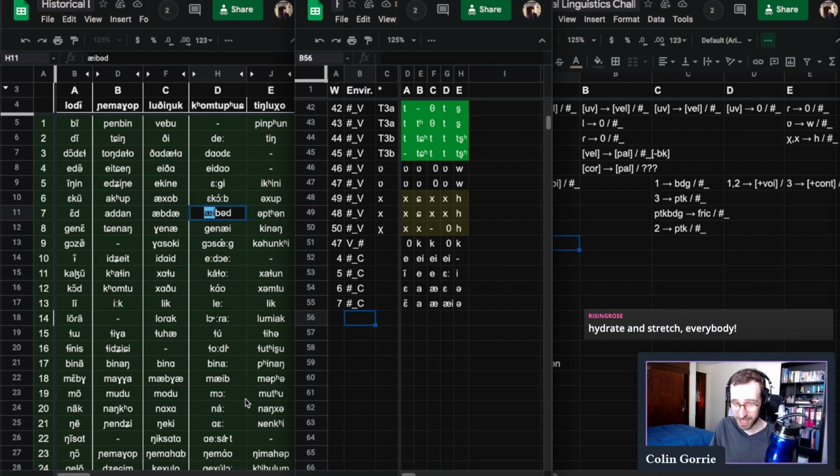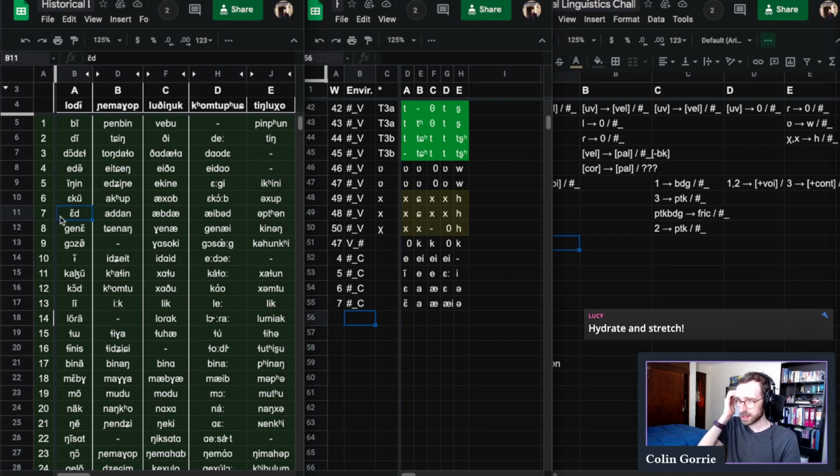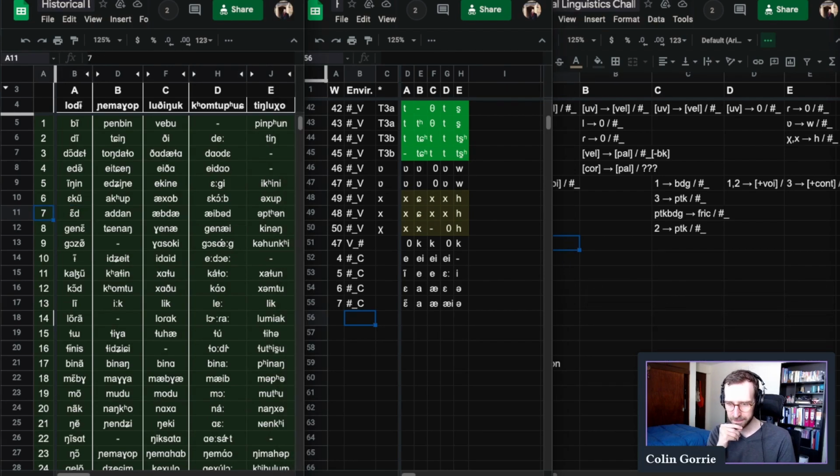Rising rows, thank you. Hydrate and stretch. So here's the hydration. And the stretch, I'm just going to, you can't see, I'm stretching the lower half of my body. You'll have to trust me. Okay. So there we have 7.